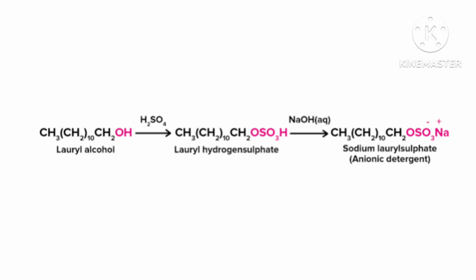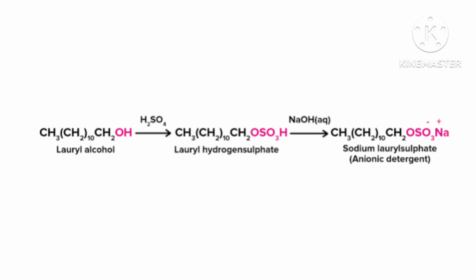Similarly, another example, alkyl benzene sulfonates. Both are sulfonates only. First one I told you was alkyl hydrogen sulfate. Now I am telling alkyl benzene sulfonate. In the place of hydrogen, now it is benzene. Alkyl benzene sulfonates are obtained by neutralizing alkyl benzene sulfonic acid with alkali. The reaction is a simple reaction, only the molecule chain is long.